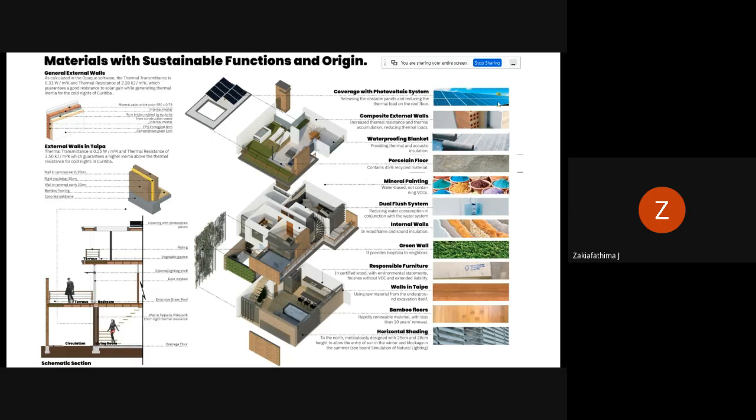So the composite walls for your external walls. That is another option you can use instead of bricks. Composite walls are made completely of sustainable materials, that is, recycled materials. And then you have waterproofing blankets, providing thermal and acoustical insulation, which will actually reduce the heat factor of your building. So you will consume even less energy.